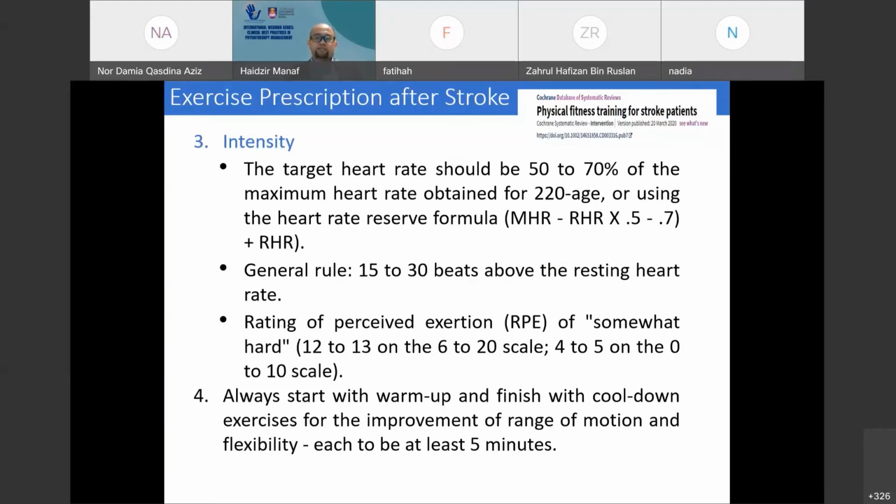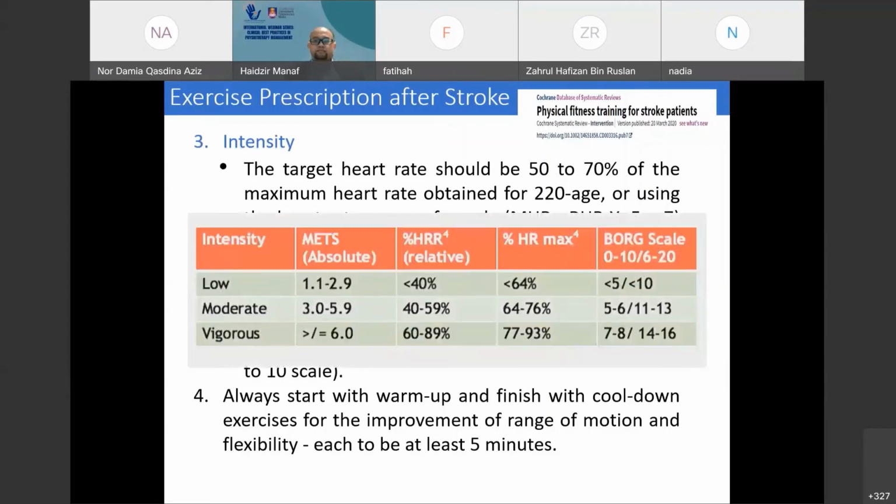Each warm-up and cool-down will be 5 minutes. This is recommended: if you start the exercise at low intensity, make sure you start with less than 40% of the heart rate reserve. On the Borg scale, if you use 0 to 10, stay below 5, or if 6 to 20, below 10. For moderate intensity, this is the heart rate reserve, and this is the Borg scale recommended.